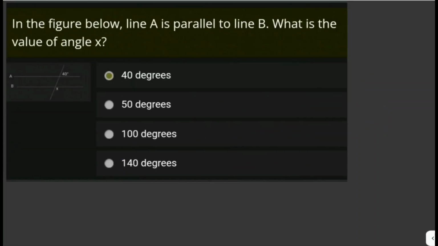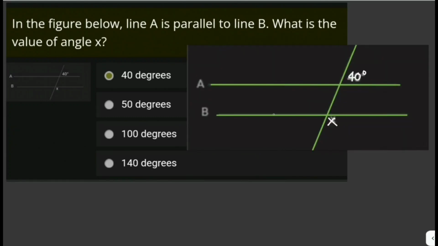In the figure below, line A is parallel to line B. What is the value of angle X? Okay, let's just zoom in the figure here. Okay, so this is our figure here now. We have two lines A and B, and they are parallel, and they are cut by a transversal, which is this line here. Now, if two parallel lines are cut by a transversal, they will form angles, and some of them are equal to each other, like the corresponding angles.